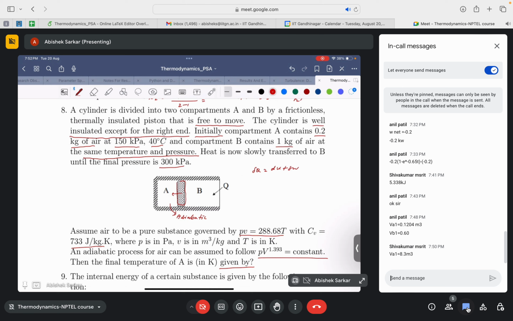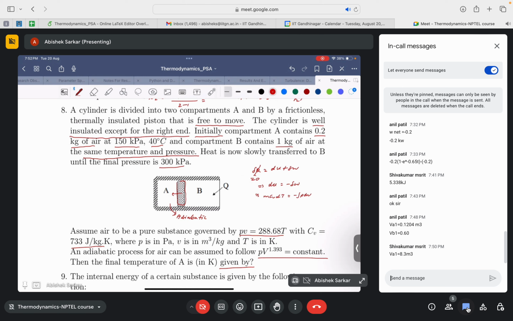volumes. But let me just verify it. Nevertheless, what will happen is that for compartment A, this is zero, right? So you would have dU as minus delta W. Now we can write dU as what? m c_v dT. And delta W would again be the integral of P dV, right?